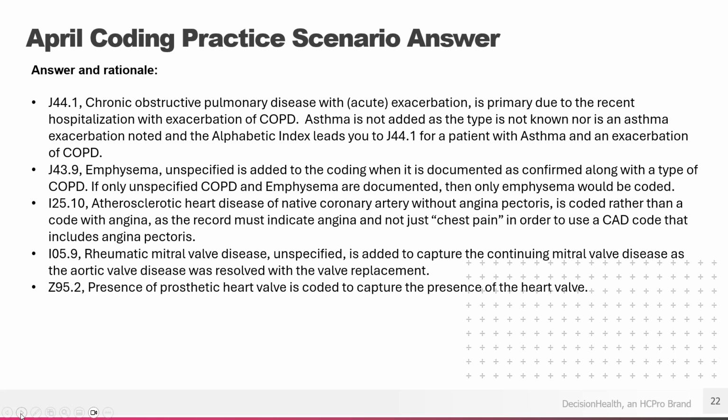And then the last two codes we're going to add are the rheumatic mitral valve disease, I05.9, unspecified, because the mitral valve disease is continuing, but the aortic valve disease is considered resolved with that valve replacement. And then, of course, we're going to use as best practice the Z95.2 to capture the presence of prosthetic heart valve on that coding scenario as well.